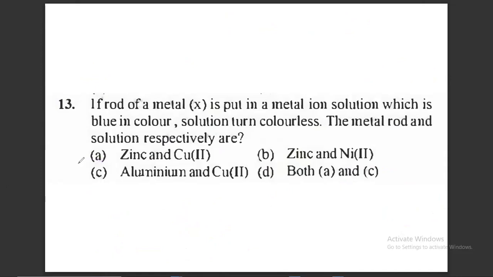If a rod of a metal X is put in a metal ion solution which is blue in color, the solution turns colorless. The metal rod and the solution respectively are? So reduction potential of this copper 2+ is greater than that of the zinc 2+ and the aluminum 3+. Thus it can be easily replaced by these ions. And remember, this solution of copper is blue in color. Okay, so question number 13 option would be both A and C, zinc copper and aluminum copper. Can you account for the color solution of copper?